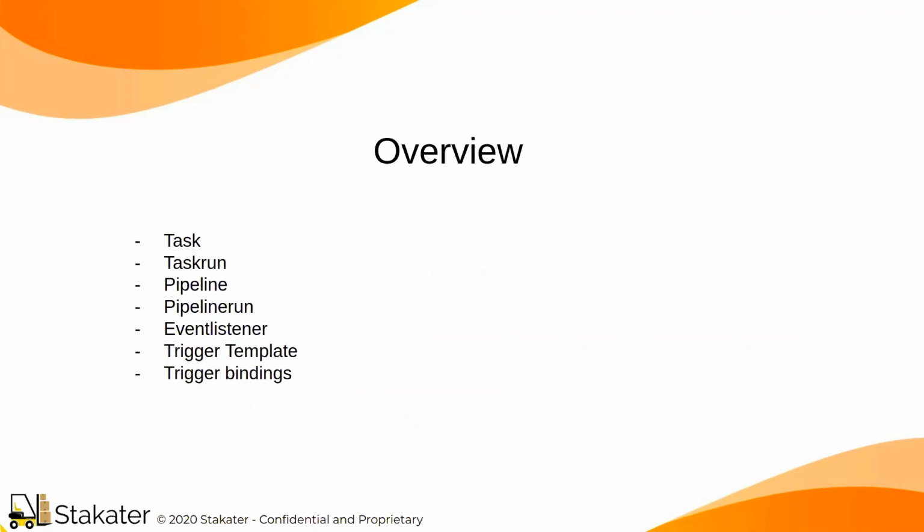Just to sum up what I've said, we have a task. We have something called a step that is missing here because a step is not an object; it is a part of a task. The step is the smallest unit of execution that we define in the task. In order to run a task, we define a task run. And when we have to run multiple tasks in a pipeline, we define a pipeline where we define multiple tasks. In order to run a pipeline, we define a pipeline run.